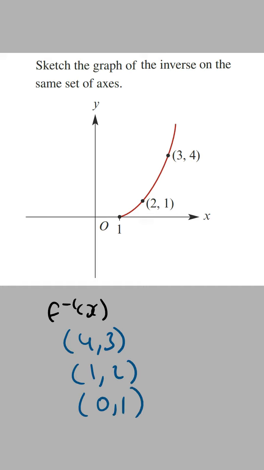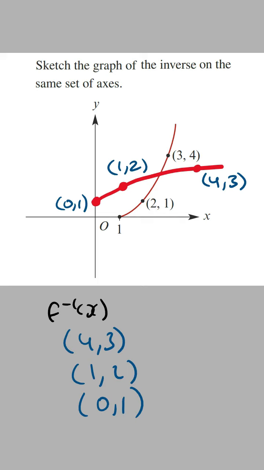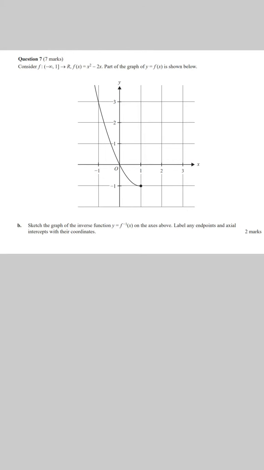And now we're just marking these points on the axes, and then we connect the dots and sketch the graph of the inverse function. Now that you know this technique, try to see if you can answer the 2023 Mathematics Exam 1 Question 7, Part B. It was worth 2 marks. You should be able to sketch this graph quite easily now.